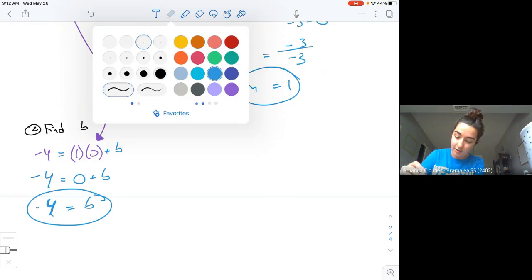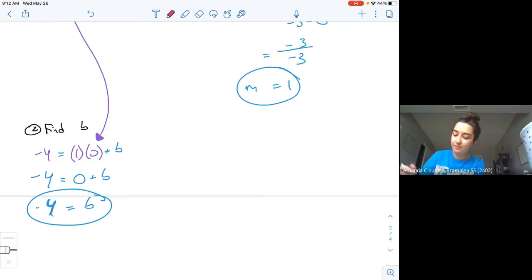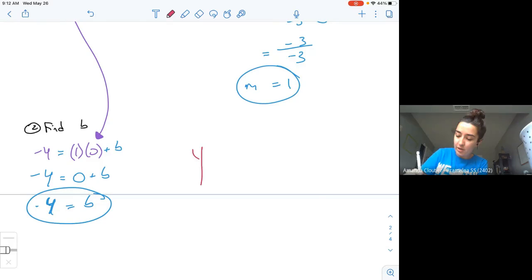We have it, and so now we can write our final equation. Right, our final equation is y is mx plus b. But I need to replace my b with -4. And I'm going to replace my m with 1. So y is 1x minus 4.